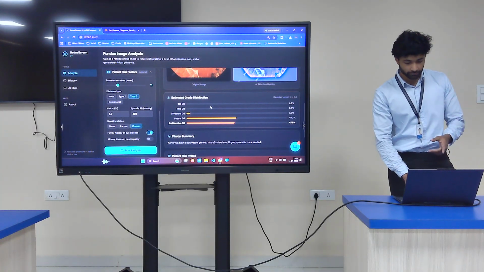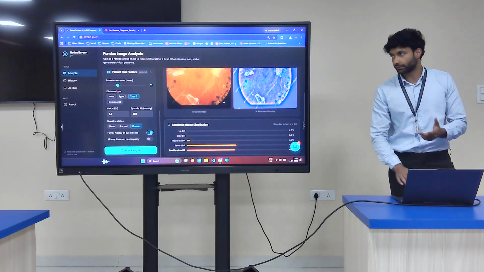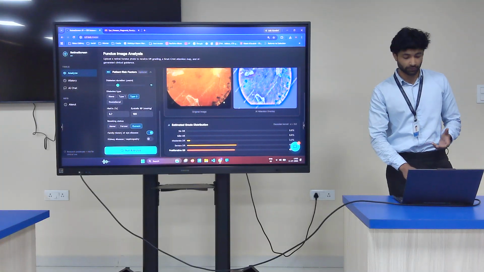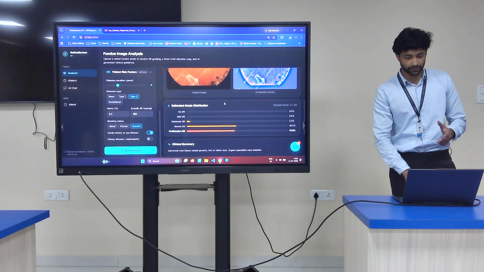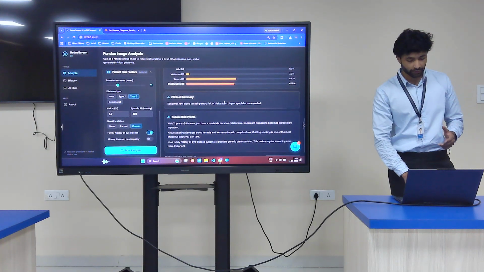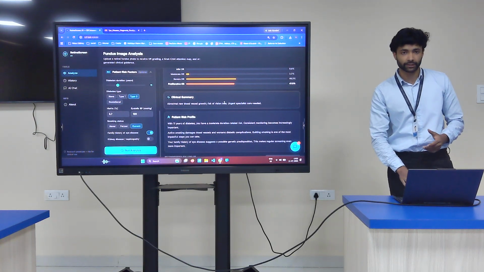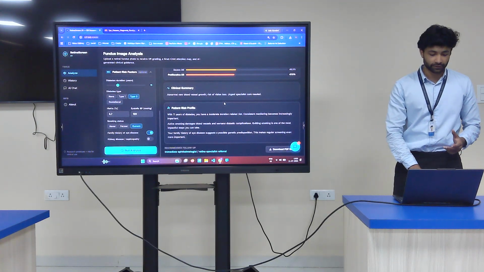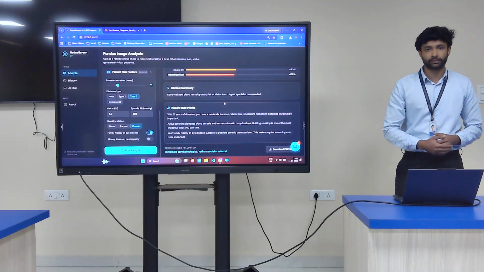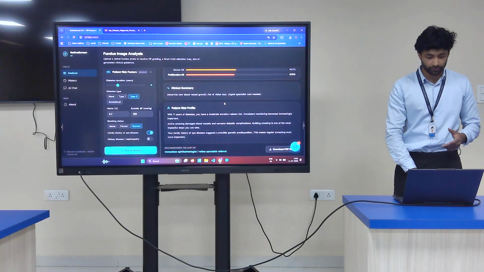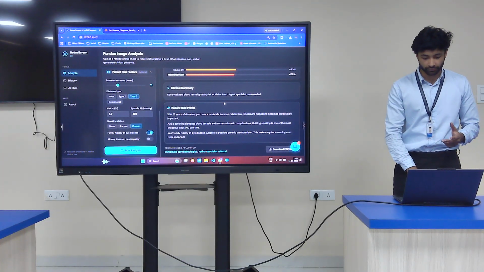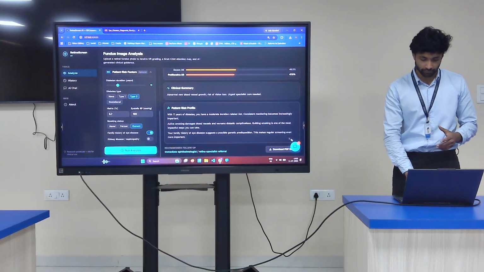It also gives the grade distribution, an estimation of how similar it is to each case. And what I've used here is the Grok API to provide this clinical summary and the patient risk profile. It analyzes your severity, and based on it, it gives you a nudge or review or diagnosis.